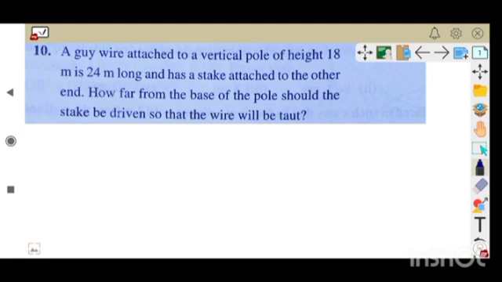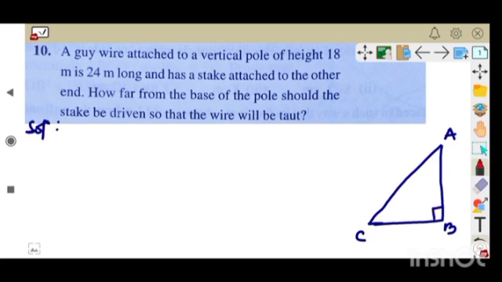First, let me draw the figure. This is the ground, this is the electric pole, and this is the guy wire. Here I'll give A, here B, and here C. Now it's a vertical pole, so here the angle is 90 degree. Here I'll write 24 meter. And what is the height of the pole? 18 meter. This BC we have to find.